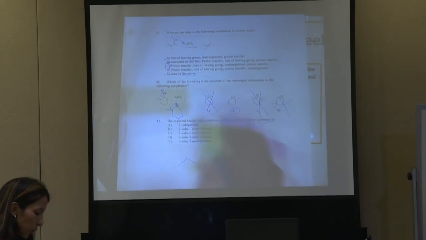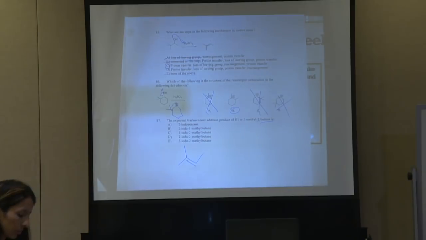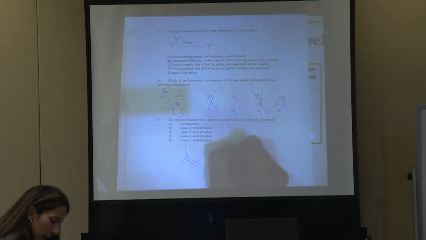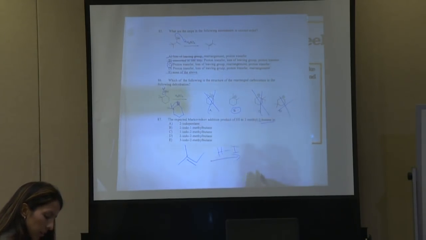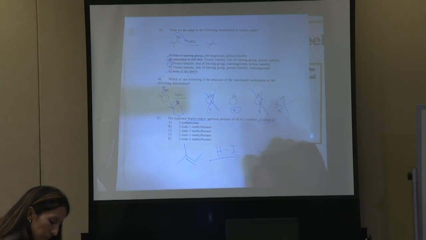My double bond is in 2, and I have a methyl at 2. The halogen goes to the more substituted carbon, and the hydrogen goes to the less substituted. Cool. Why? What is that called? Markovnikov rule. Awesome. Okay. So we said we're going to add HI, and we said the halogen, in this case, is Markovnikov. So that means that my group is going to go to the more substituted.